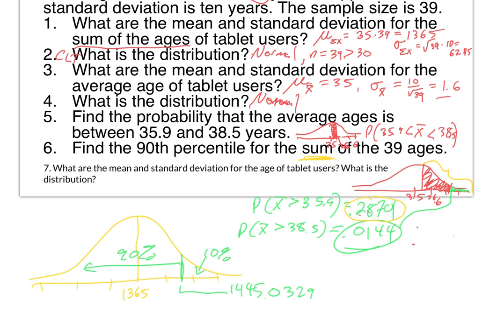which means, interpreting, if I selected randomly 39 individuals, I would expect 90% of all possible sums of ages to be 1445 or less. Another way to say that is, if I randomly selected 39 people and found that the sum of the ages was 1445, 90% of the sums are below them. That would also include the correct interpretation of a 90th percentile.